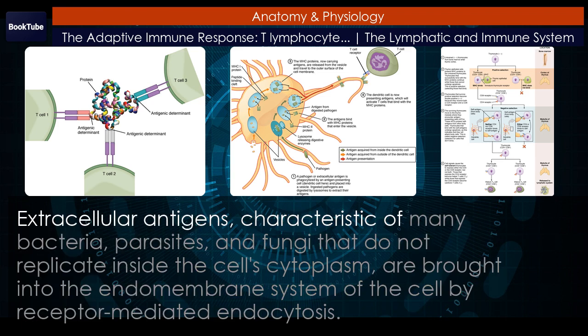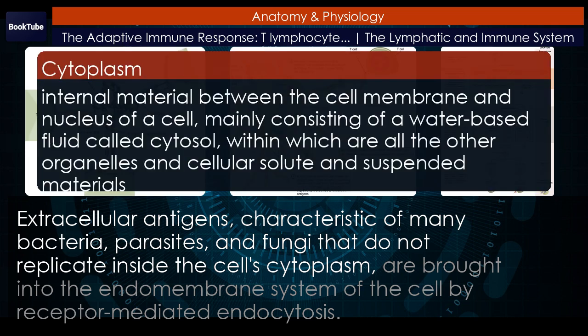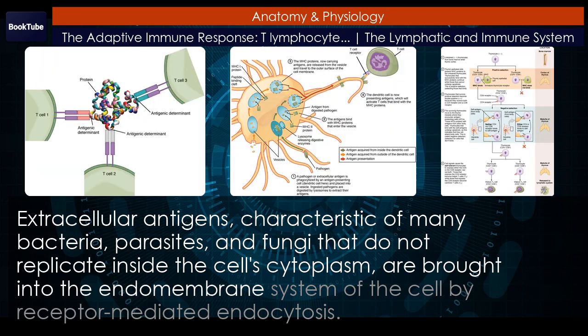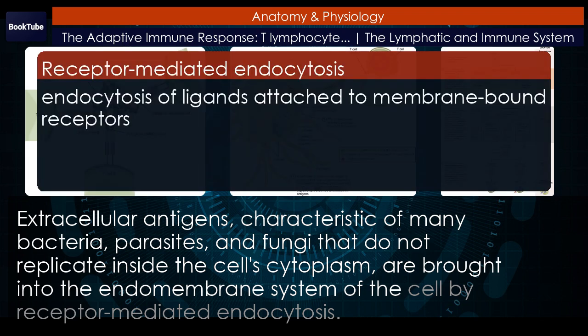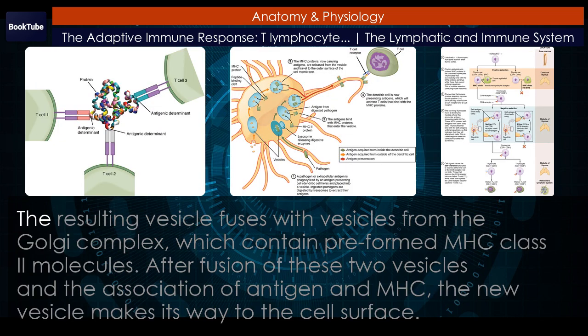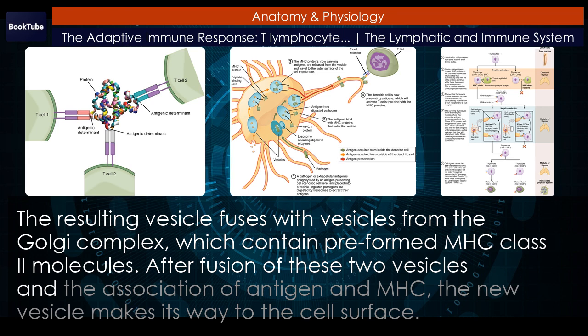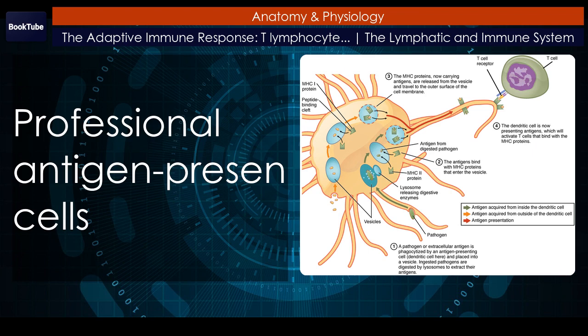Extracellular antigens, characteristic of many bacteria, parasites, and fungi that do not replicate inside the cell's cytoplasm, are brought into the endomembrane system of the cell by receptor-mediated endocytosis. The resulting vesicle fuses with vesicles from the Golgi complex, which contain pre-formed MHC class II molecules. After fusion of these two vesicles and the association of antigen and MHC, the new vesicle makes its way to the cell surface. Professional antigen-presenting cells.